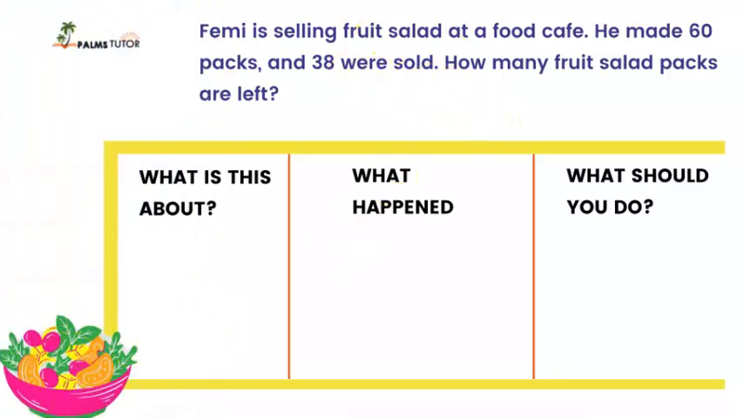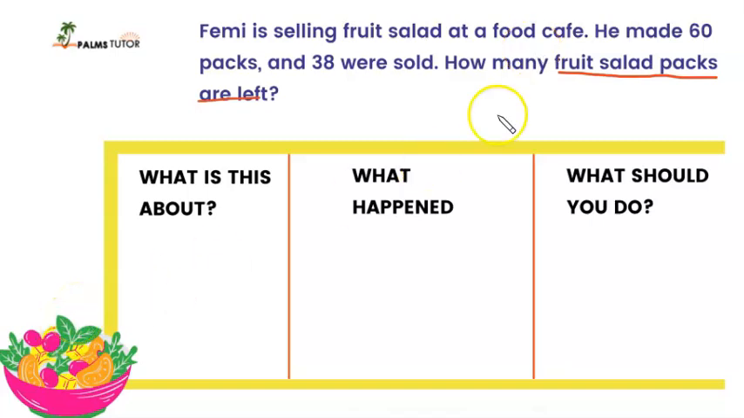Now, let's see what we would be asked to do here. How many fruit salad packs are left? We are interested in how many fruit salad packs are left, right? Which means that somebody must have taken away some salad packs somewhere. Is that not so? Let's go to our question. Femi is selling fruit salad at a food cafe. Do we have any numerical information there? Any numbers? No. Right? We just know he sells salad.